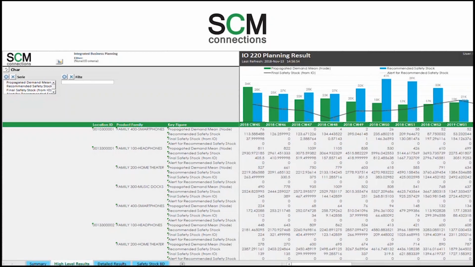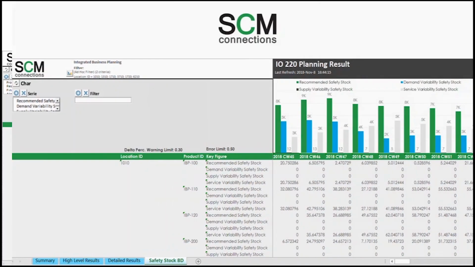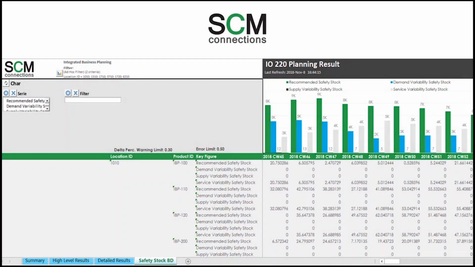The high-level results tabs allow us to see what the recommended and final safety stock quantities are. The alert for recommended safety stock key figure allows the user to see if the quantity of recommended safety stock is greater or less than the predefined threshold quantity. Finally, the Safety Stock Breakdown tab shows the breakdown of recommended safety stock into its 3 components: demand variability of safety stock, supply variability of safety stock, and service variability of safety stock.